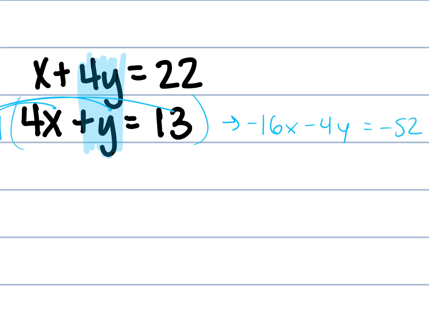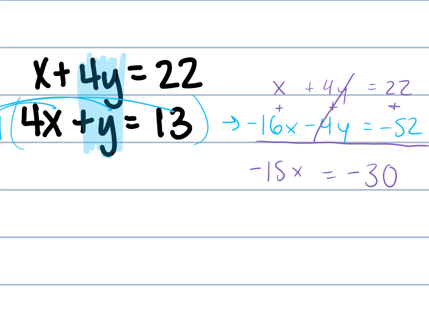-52. Perfect. Now I'm going to rewrite this first equation right on top of it just to make it easier for us to combine. So I have x plus 4y equals 22. Let's combine our like terms. What is x minus 16x? -15x. What happens to the y's? They cancel. What's 22 minus 52? -30.